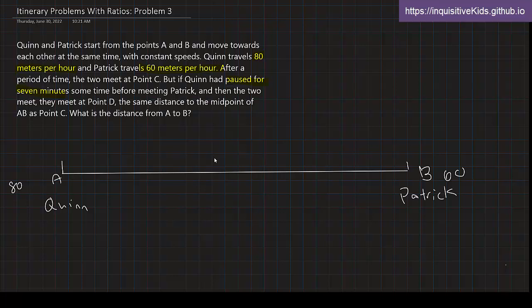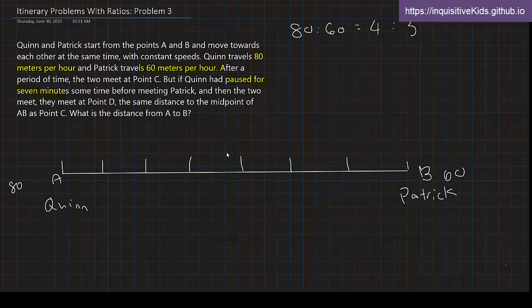So if 80 to 60, we can turn that into a ratio. 80 to 60, that's equal to 4 to 3. Meaning, every single time Quinn travels 4 units, Patrick travels 3 units. So altogether, there must be 7 units. So 1, 2, 3, 4, 5, 6. So this is split into 7 equal parts.